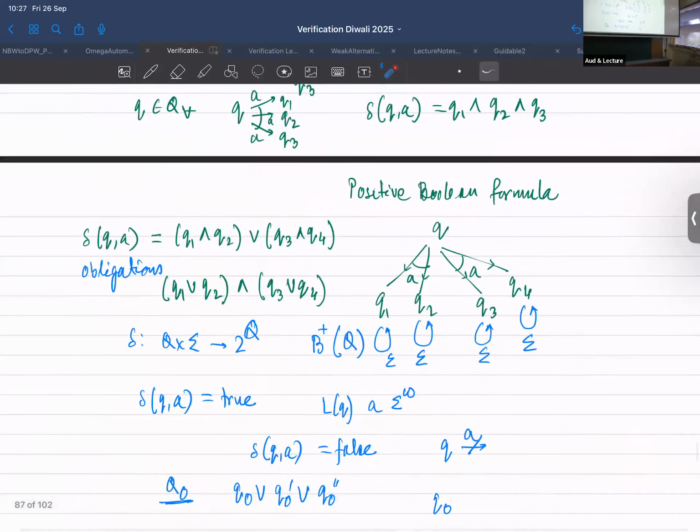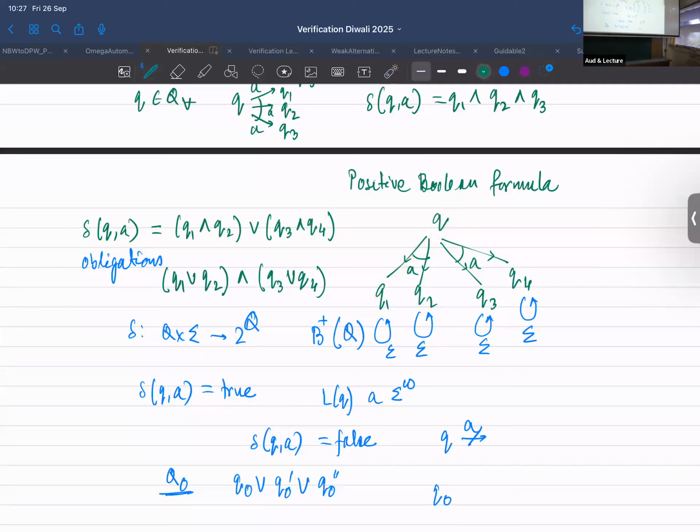See, so this is my tree. I may consider my tree starting from Q. I can go to one run like this. On reading an A, I'm going to both Q1 and Q2. So this was my tree. The nodes belong to N star, and the nodes are labeled with elements from capital Q. It's a Q labeled tree. Clear? Okay.